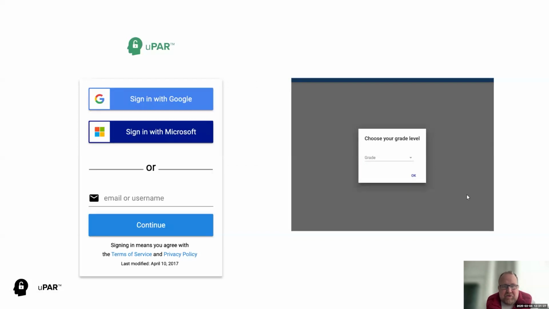These are coming directly from startpar.com, which is the student version of uPAR. So the student logs in using their school ID, either Google or Microsoft. And we ask the student to go ahead and start by putting in their grade level. In the past, we used to ask teachers to do this, but what we were finding is that anytime we asked teachers to take additional time to provide more information, that's a barrier to implementation.